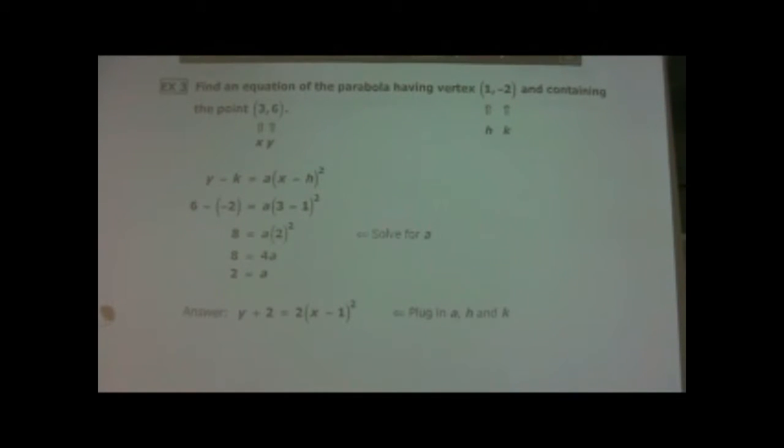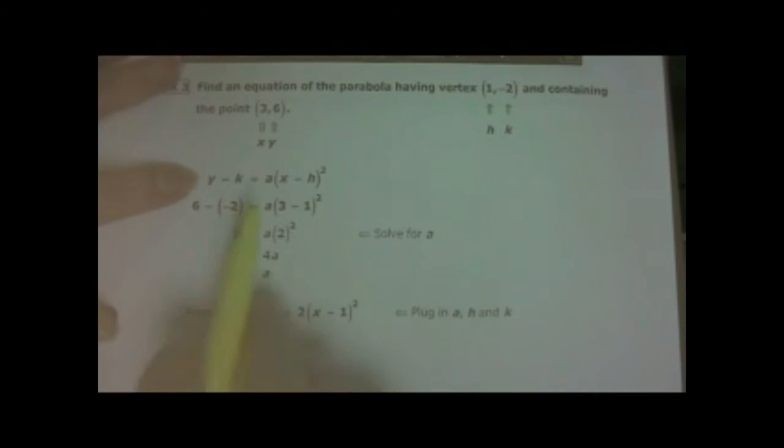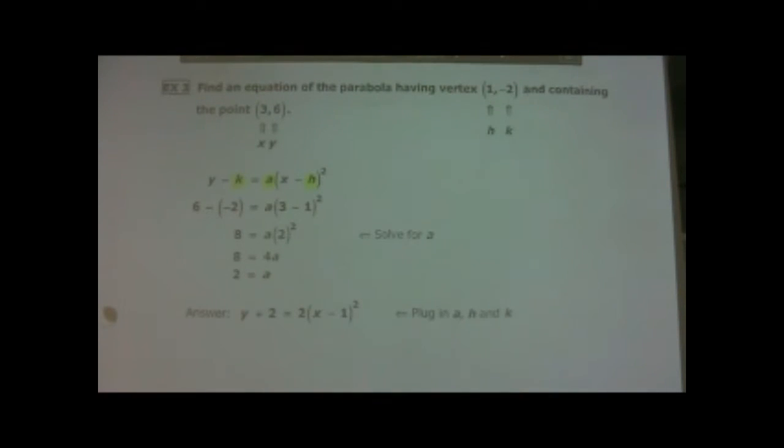Okay, so the topic for today is writing equations for parabolas. And the example that you see up on the board here is an example of writing an equation for a parabola. Our equation for a parabola, the vertex form of the equation, is right here. y minus k equals a times (x minus h) quantity squared. And all we really need to write this equation is we need to know what h is and k is, and (h, k) is our vertex, and we need to know what a is.